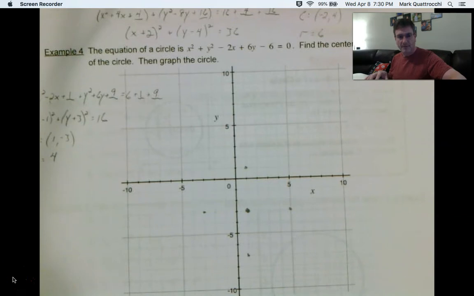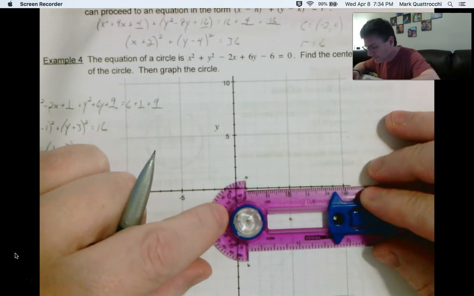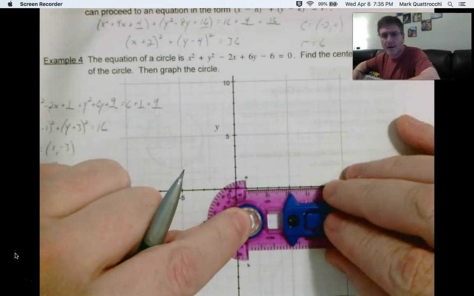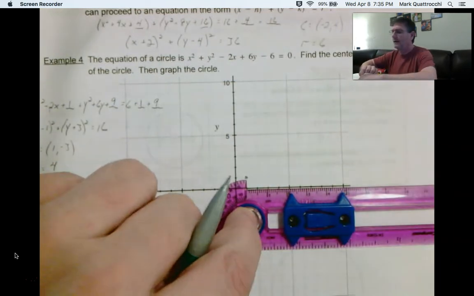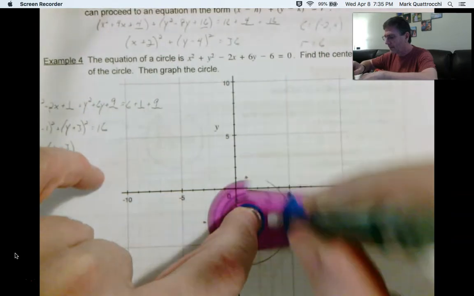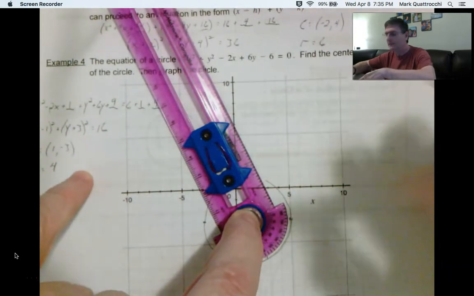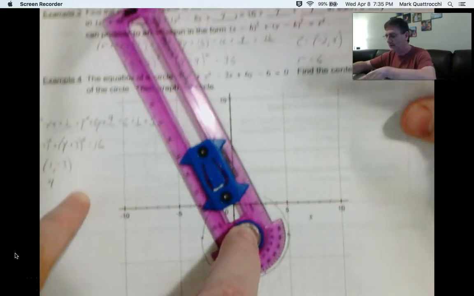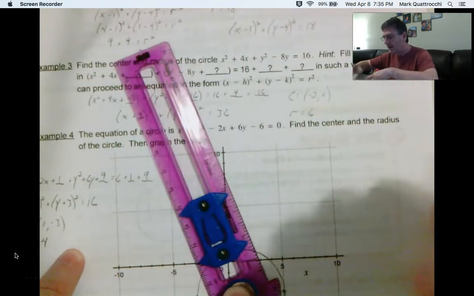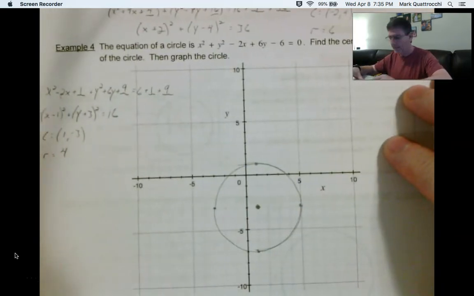So let me go grab a compass. I grabbed my compass, and I'm going to put the center of it at the center of the circle. Move this over so that I can see one of the points. And let's see if they connect. Slide a little bit because the base of the camera is getting in the way. Hopefully get things where they're supposed to be. And they did. And there's our answer to example 4.